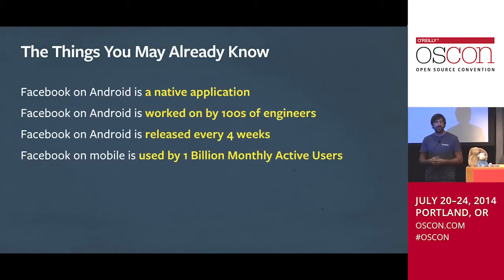There are literally hundreds of engineers scattered in 3 major offices around the world working on the Android application. Every 4 weeks, we do a release. I'll be covering our release schedule later on. And Facebook on mobile, so that includes iOS as well, has over 1 billion monthly active users. That's a terrifying number of people. In fact, in some places, there are more mobile users than there are desktop users. The world is going mobile. We need to get this stuff right.